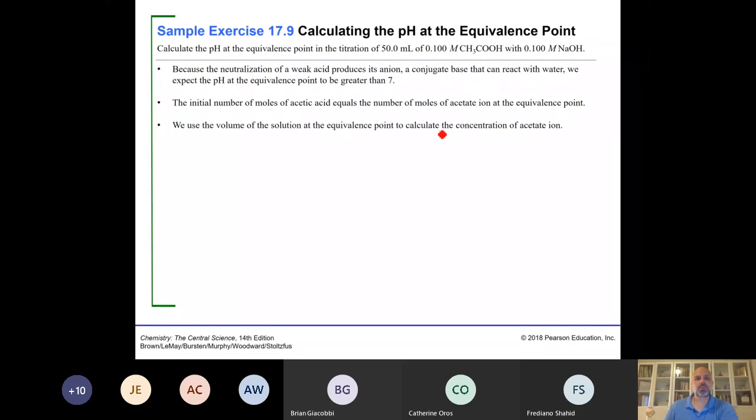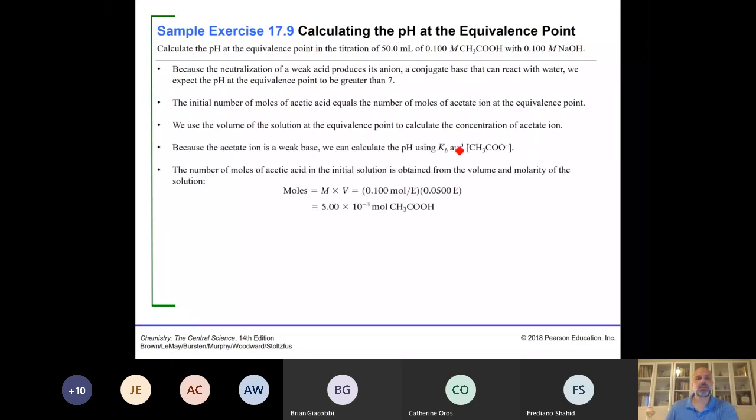Then we use the volume of the solution at the equivalence point to calculate the concentration of acetate ion. Because acetate ion is a weak base, we can calculate the pH using the Kb and the acetate ion concentration. First we're going to calculate the number of moles in solution, because we need to set up a table in order to calculate the concentration of acetate ion.